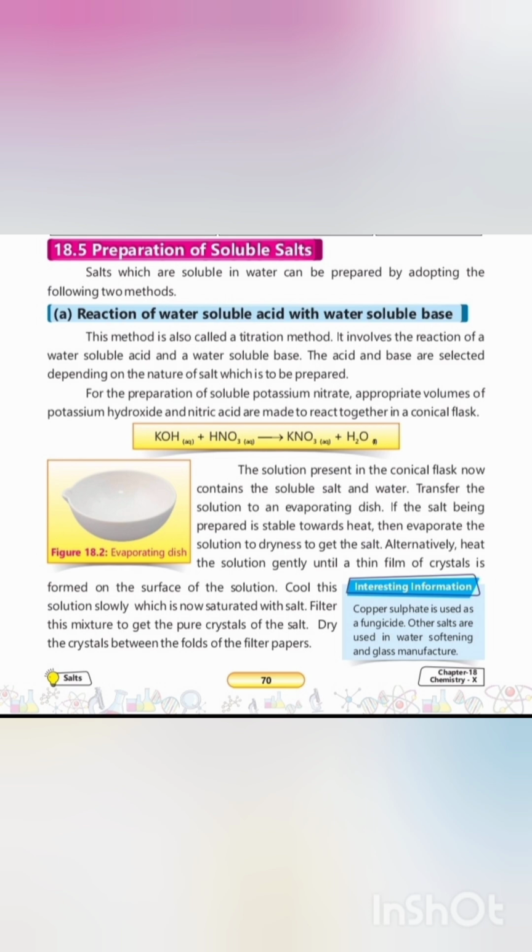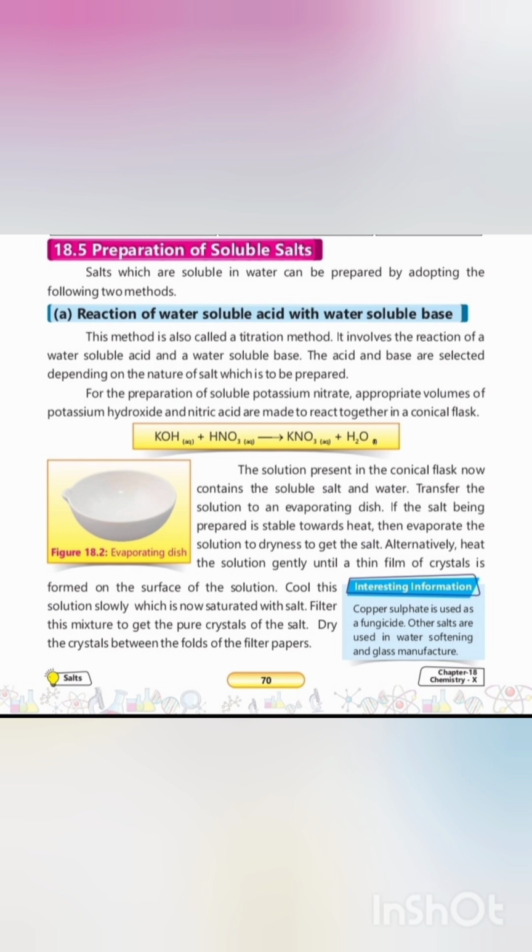Preparation of soluble salt. Soluble salt can be prepared in a laboratory environment using different strategies depending upon the starting material. This section focuses on the first primary method. First, a reaction of water soluble acid with water soluble base. This technique is widely known as the titration method. It is specifically used when both your starting reactants, the acid and the base, are completely soluble in water.